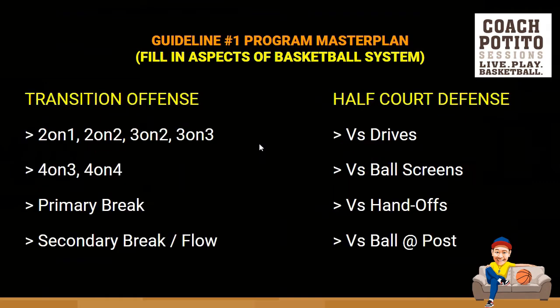And here's a good example. For my basketball system, for my transition offense, I've pinpointed 2 against 1, 2-on-2, 3-on-2, 3-on-3, and you can see the list there. These are things that I can break transition offense down into and work on more. So break your aspects into smaller parts and work on them. And I've done that for transition offense.